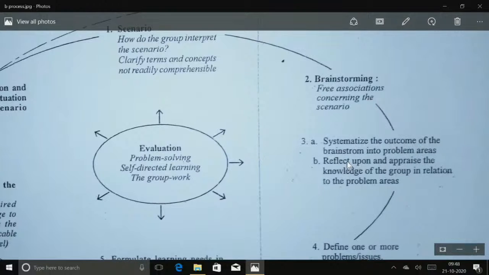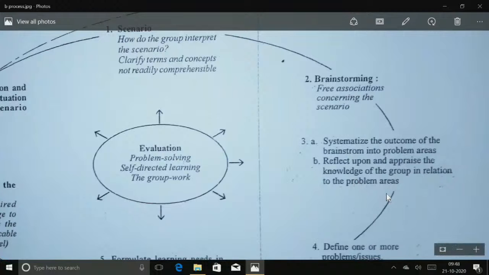Systematize the outcome of the brainstorm into problem areas. That means you have to chalk out what problems are faced in the scenario. Reflect upon and appraise the knowledge of the group in relation to the problem area. That means the group as a whole unit will understand what they know and what they don't know about that particular scenario.